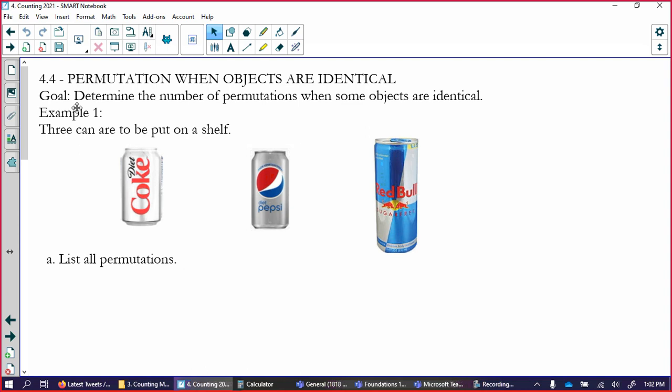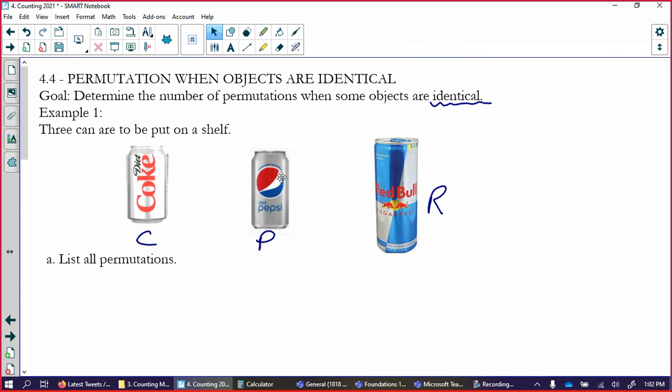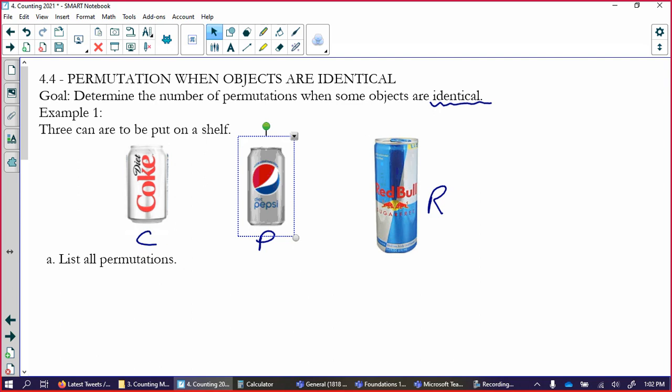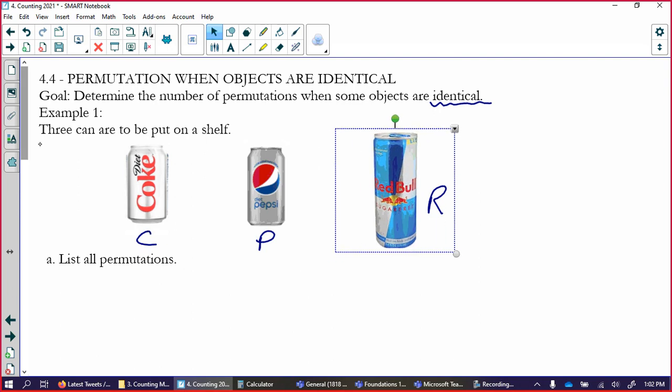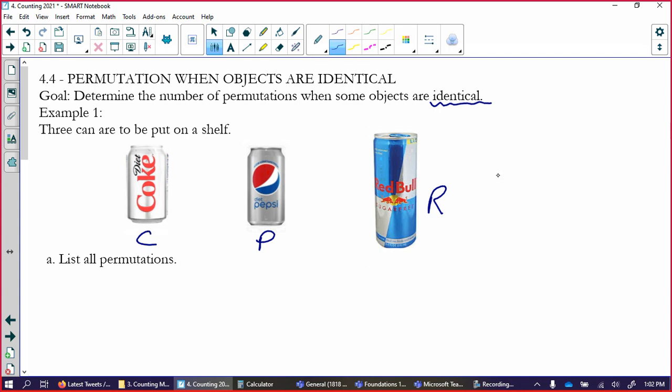3 cans on a shelf: Coke, Pepsi, Red Bull. So we're going to look at today when things are the same. So there's 3 objects. If we talk about what we did yesterday, this would be 3P3 or 3 factorial.